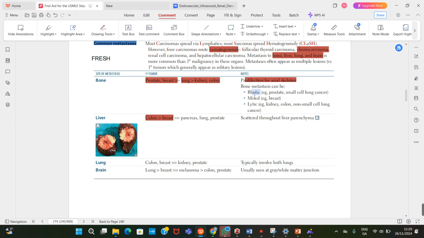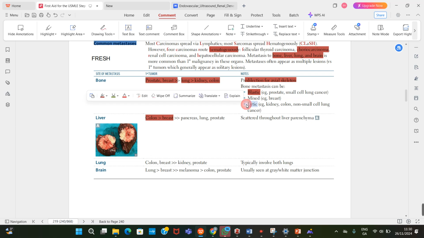Is it blastic? So most of the time, prostate and small cell carcinoma of the lung, they are very mild. They are gentle. Prostate is a very gentle cancer. Doesn't cause lysis of the bone. So they will tell you in the question stem that the mass in the bone is sclerotic. That means it is blastic. That means that tumor is depositing new bone in that bone, but that new bone is weak and it can easily break. So that's what we call a blastic lesion. That is common to prostate cancer and small cell carcinoma of the lungs.